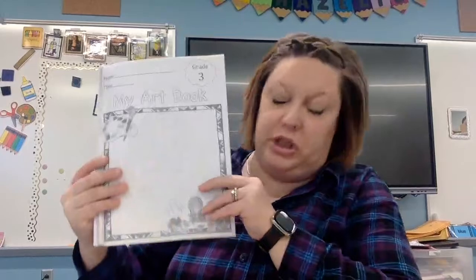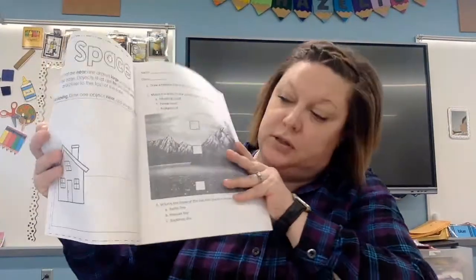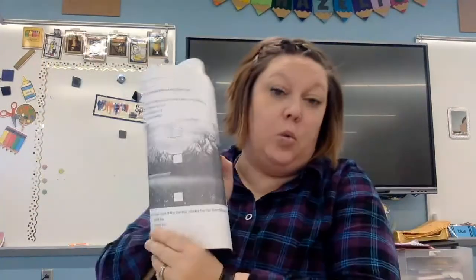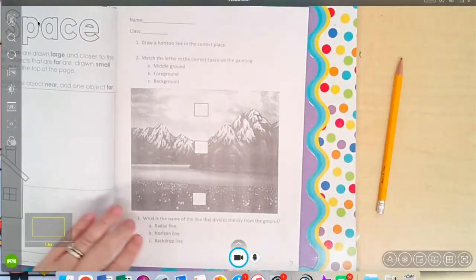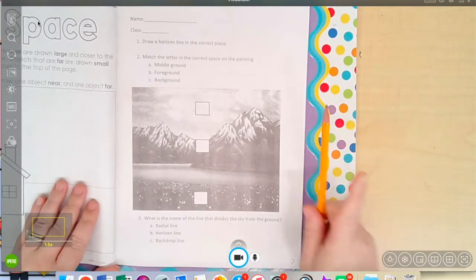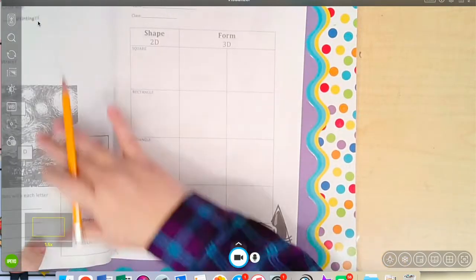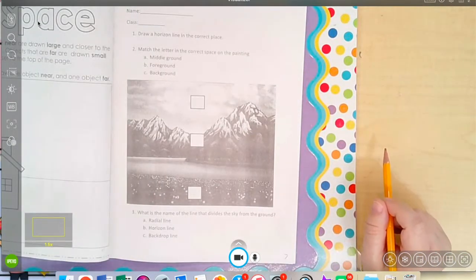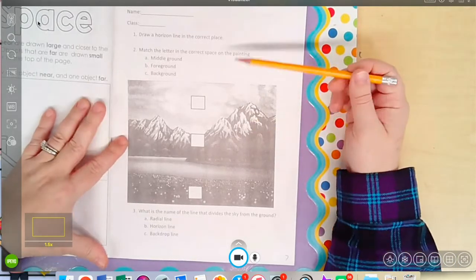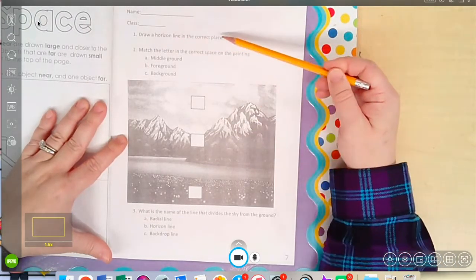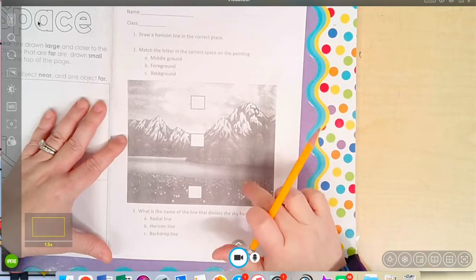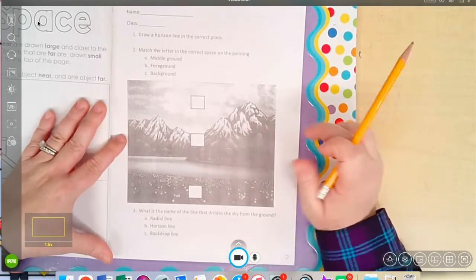All right, so today we have a workbook sheet all about landscapes. So grab that and I'm going to walk you through how to do this. Okay, so all you need today is your workbook and a pencil. All right, and we are going to be filling out this side and this side of the worksheet. So let me walk you through it. Okay, so you're going to follow the directions. So draw a horizon line in the correct place. So you are using this picture for these questions.